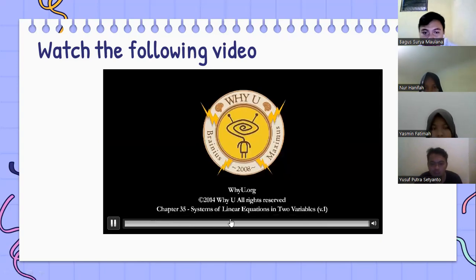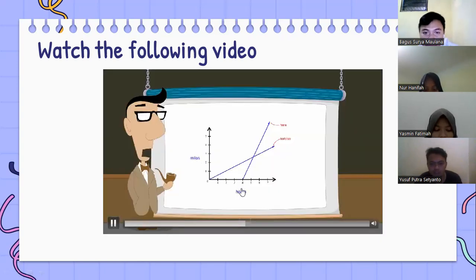Okay, for this video, we have some examples in real life, such as a race, but in this video it's about the tortoise and the hare. So in this story, we know that the tortoise starts the race first, but the hare starts the race 4 hours later than the tortoise. So if we draw the graph, we have a graph here about the tortoise and the hare.